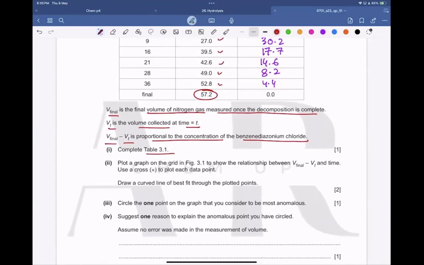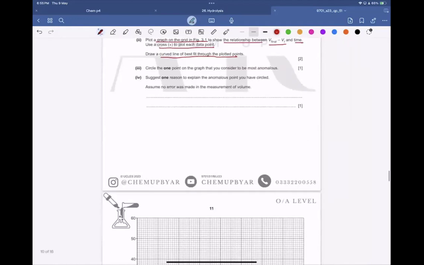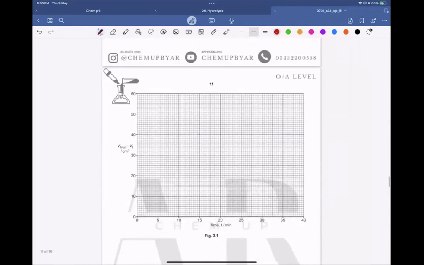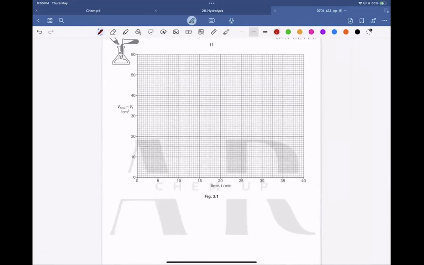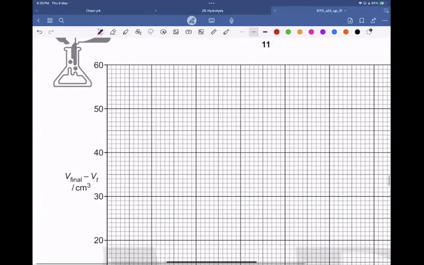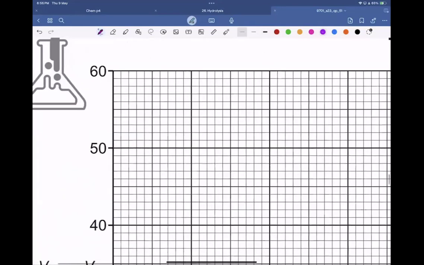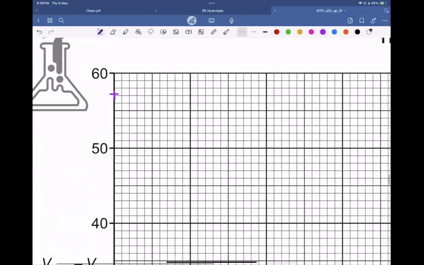Complete Table 3.1, we are done with. Plot a graph on grid, Figure 3.1, to show the relationship between V final minus Vt and time. Use a cross to plot the graph. Draw a curved line of best fit through the plotted points. So at 0, it's 57.2. 57.2 is almost like this, right?